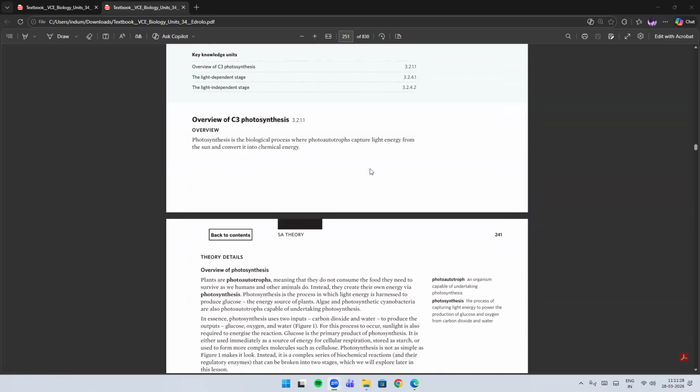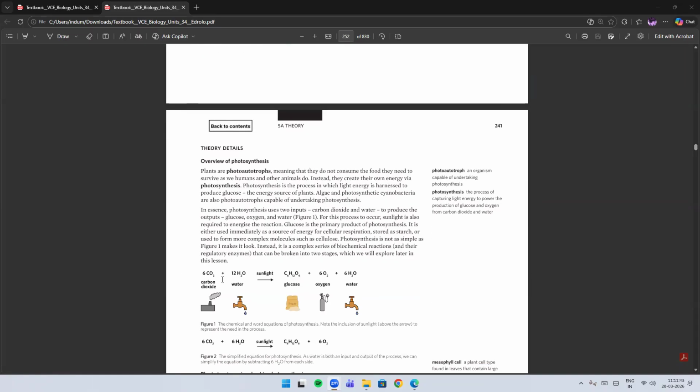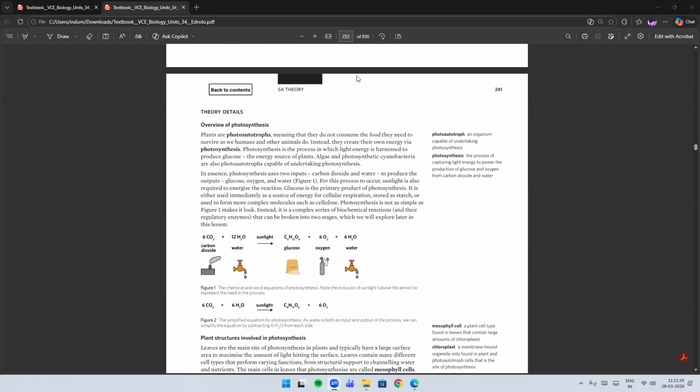Overview of C3 photosynthesis. Photosynthesis is the biological process where photoautotrophs capture light energy from the sun and convert it into chemical energy. Theory details. Overview of photosynthesis.